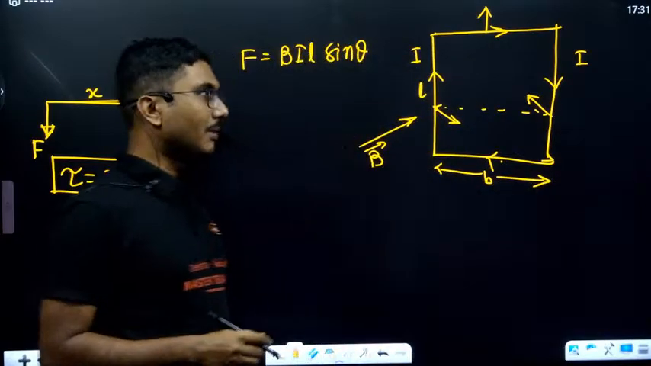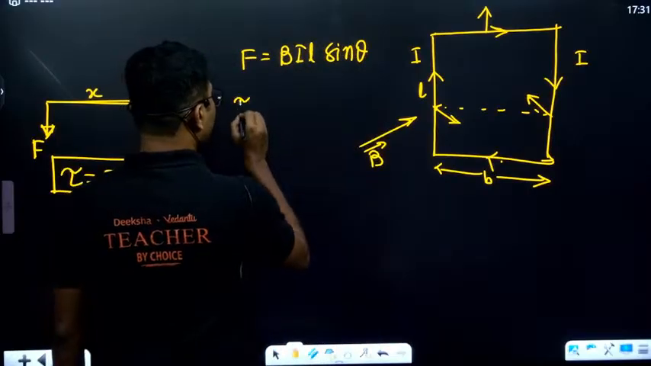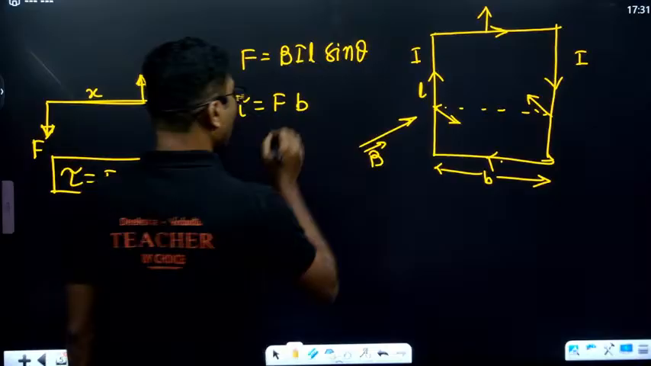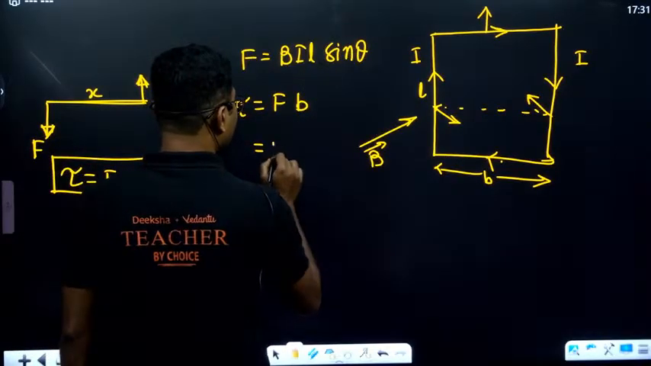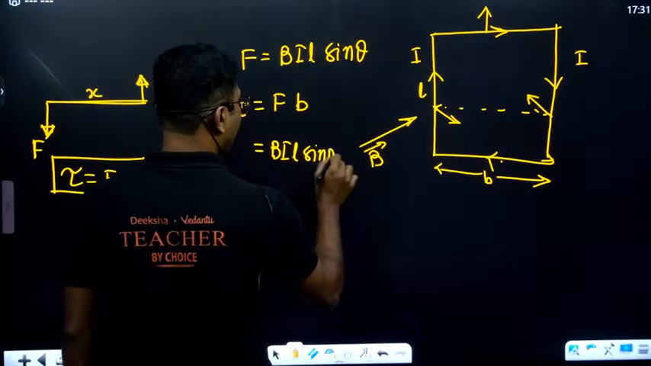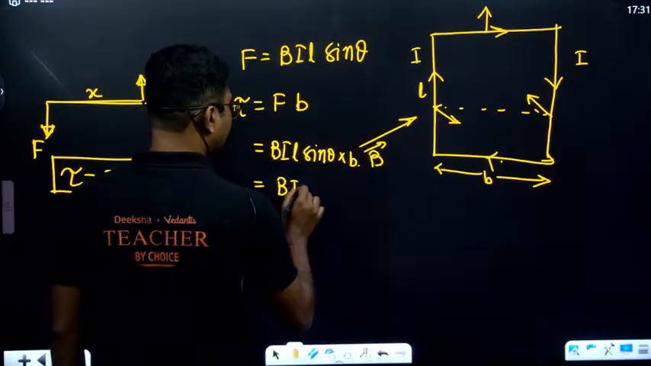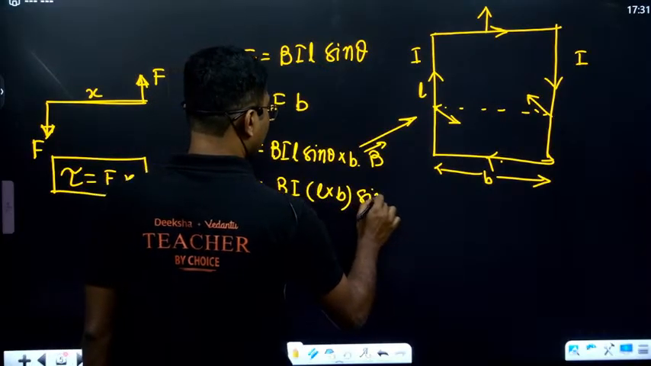This breadth is given by b. Now what is the torque then? The torque will be force into this distance. So let's put that value over here. You will get BIL sine theta into b, or BIL into b sine theta.